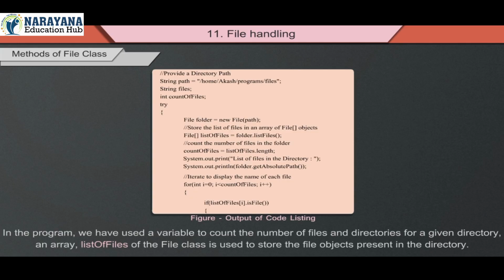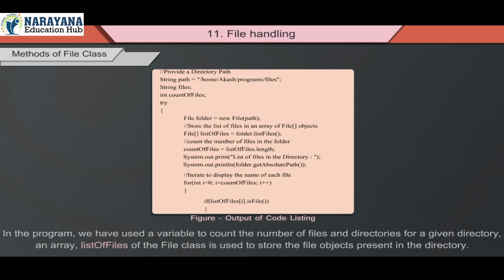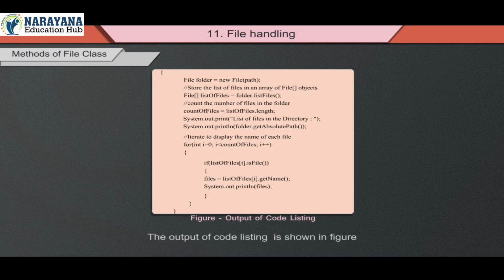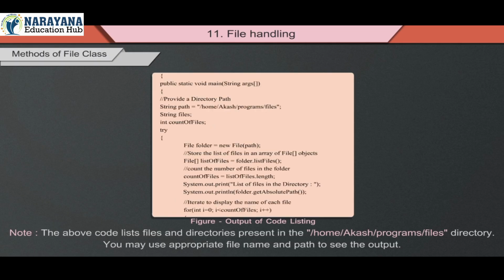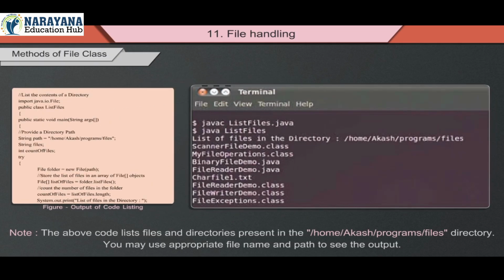for a given directory. An array list of files of the File class is used to store the file objects present in the directory. The output of the code listing is shown in the figure. Note: the above code lists files and directories present in the /home/akash/programs/files directory. You may use appropriate file name and path to see the output.